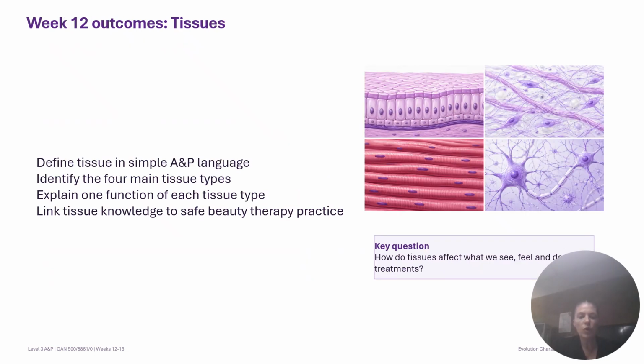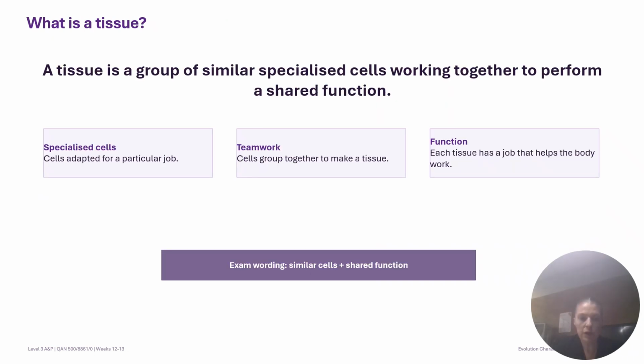So we want to define tissue in simple anatomy and physiology language, identify the four main tissue types, that's these diagrams here, explain one function of each tissue type, and link that knowledge to understanding why we need to know it as beauty therapists. A tissue is a group of similar specialized cells working together to perform a shared function. So once we've created the cell, it's then going to start to create the tissue.